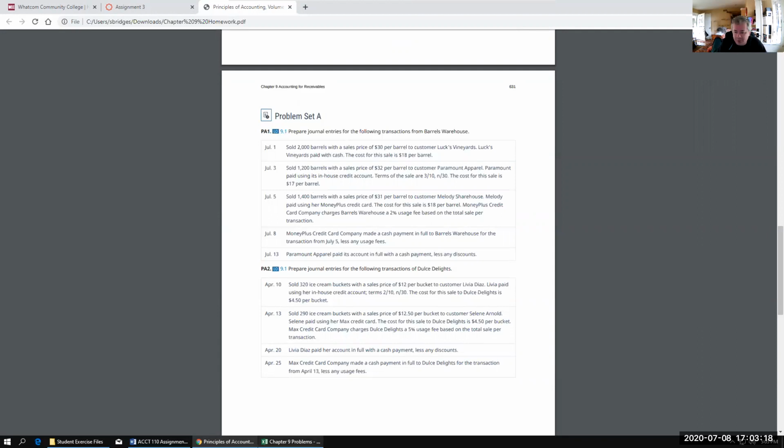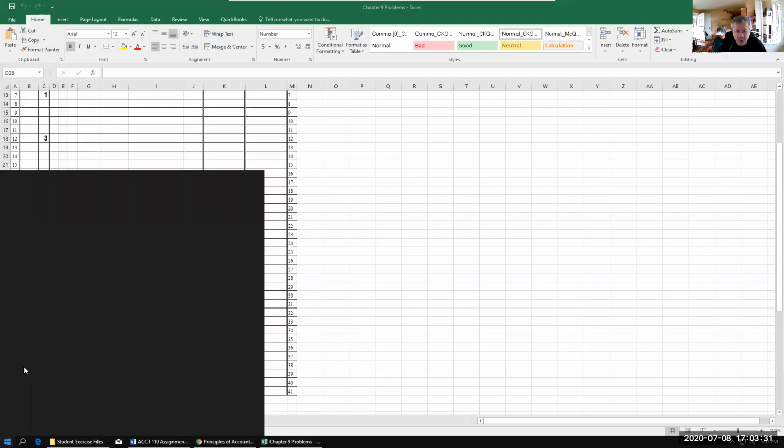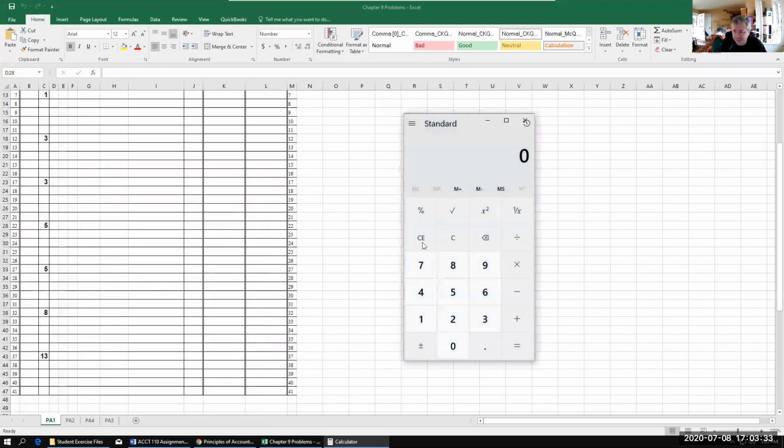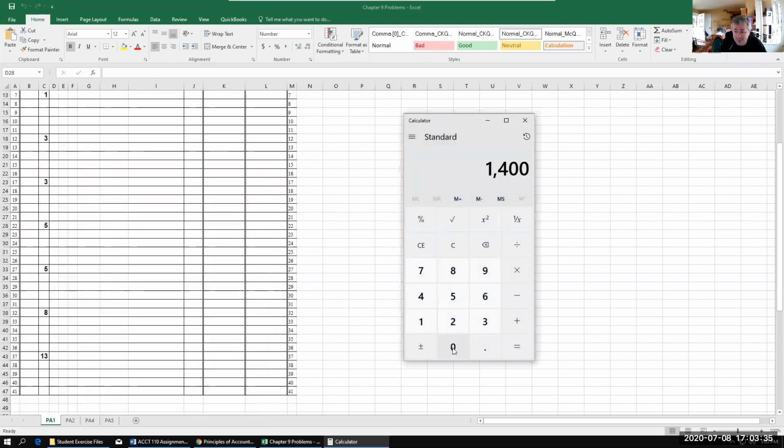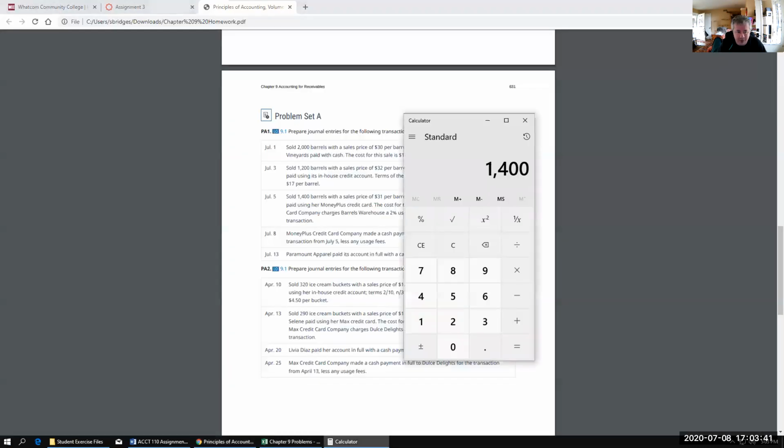So first thing we want to do here is that we have, what was this? I already forgot. We have 1,400 barrels. We have our sales price of $31, and we have our cost of goods sold price of $18 per barrel. So I'm going to go over here and open up my calculator. We got 1,400 barrels. That we know. Barrels or bottles? Barrels. I don't know, is that a good price or bad price? I don't drink wine. So anyway, it doesn't matter.